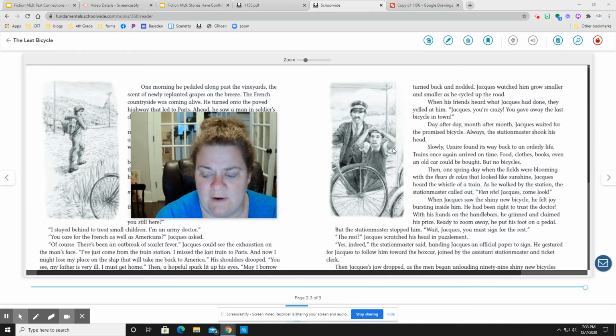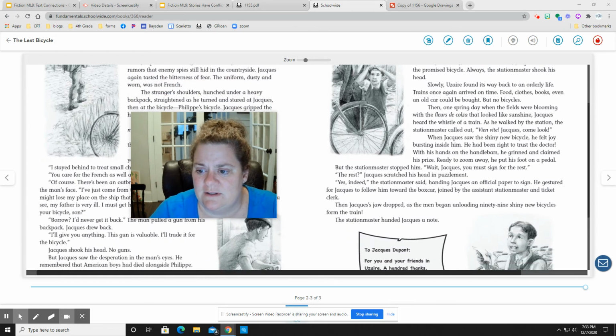Then, one day in spring, when the fields were blooming with the fleur de colza that looked like sunshine, Jacques heard the whistle of a train. And as he walked by the station master called out, "Viens vite! Jacques, come look!" When Jacques saw the shiny new bicycle, he felt joy bursting inside of him. He had been right to trust the doctor. With his hands on the handlebars, he grinned and claimed his prize. Ready to zoom away, he put his foot on a pedal, but the station master stopped him.